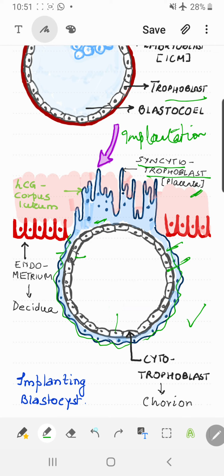Now let me tell you, every time we say placenta, what do we exactly mean? Children, after seeing this diagram, you can see that this outer layer is trying to intrude into the endometrium by forming villi. Yes, these finger-like projections are villi. It is trying to intrude into the endometrium.